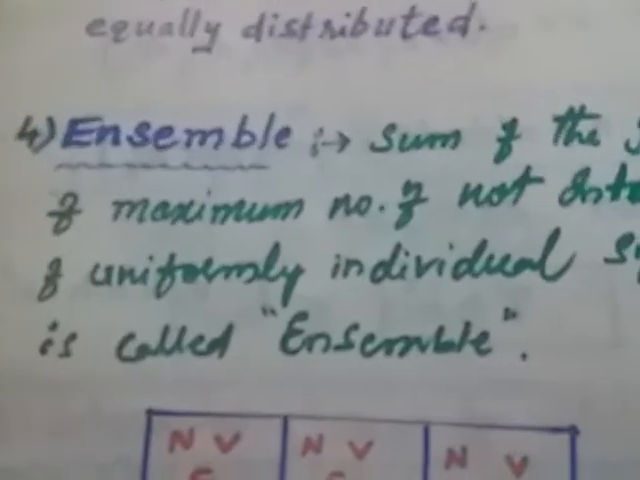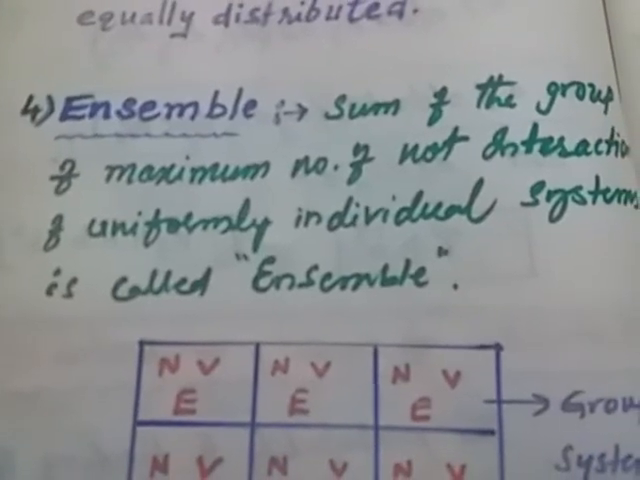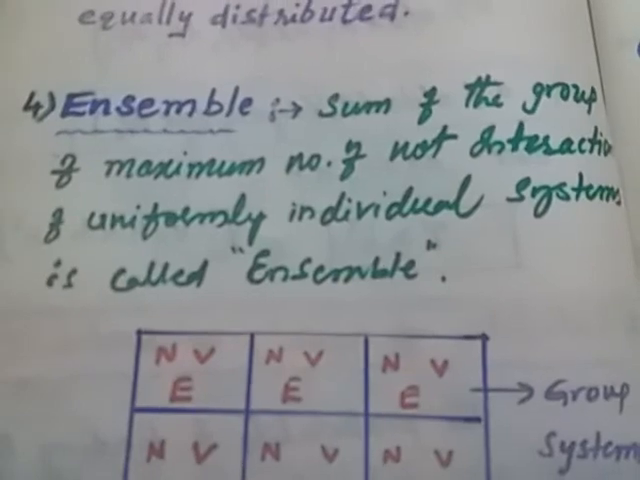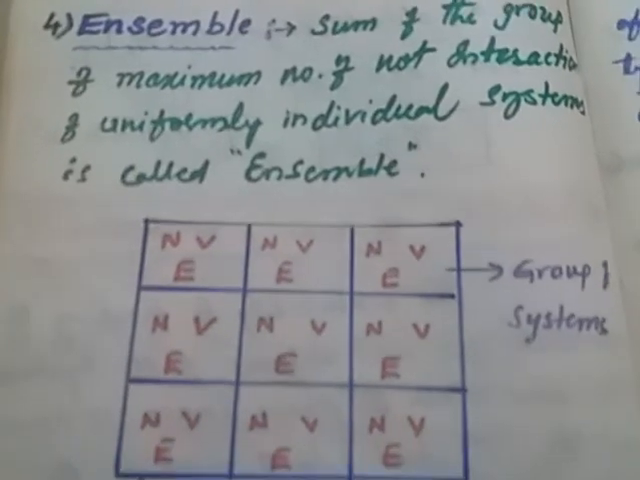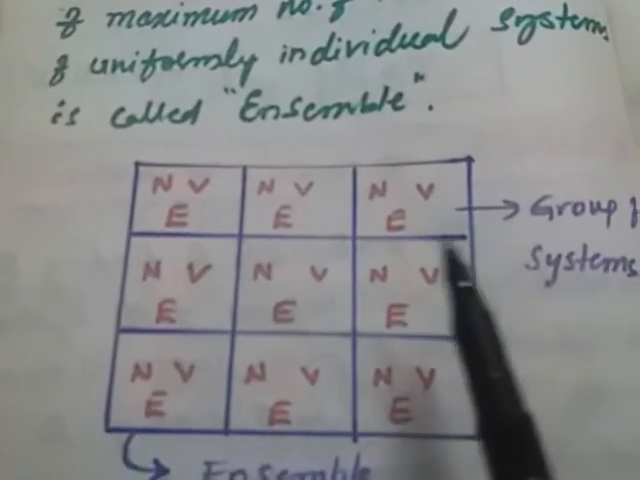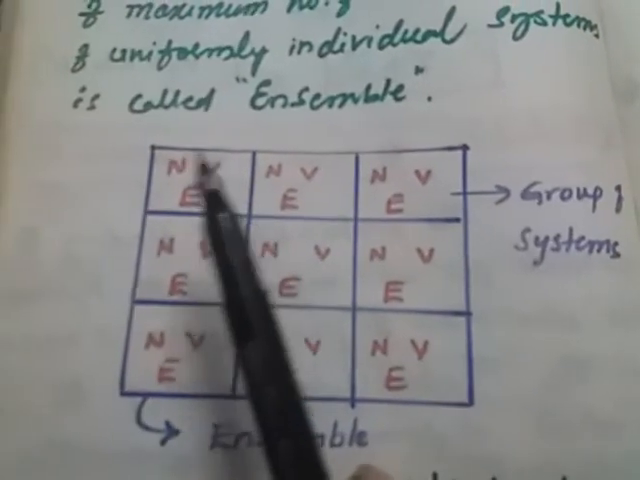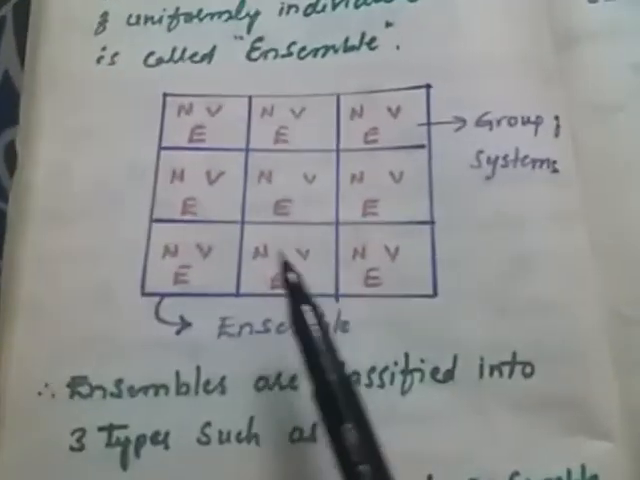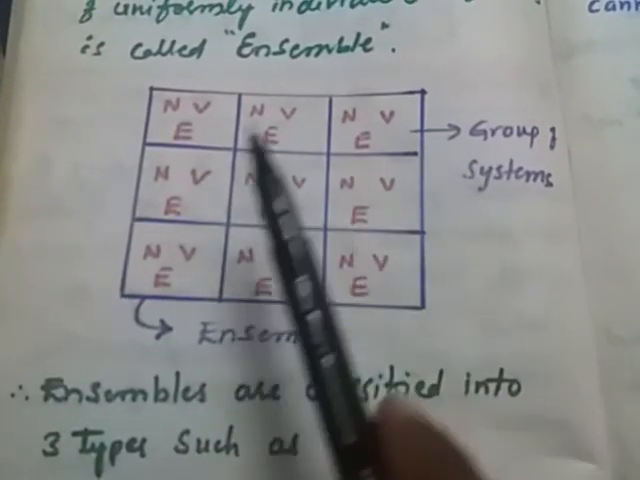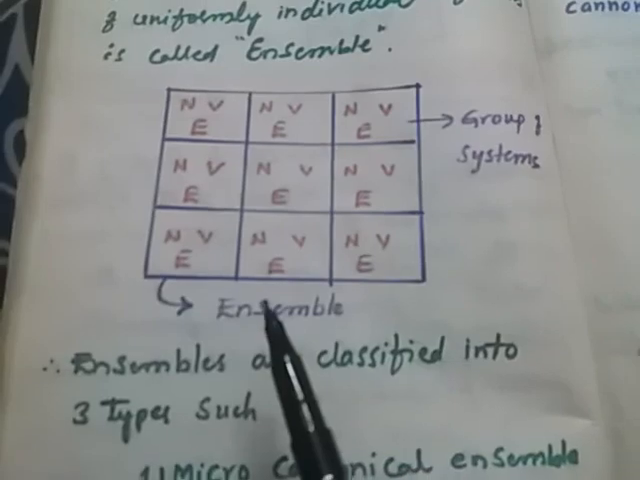So what does ensemble indicate? An ensemble is nothing but a group of a maximum number of non-interacting, uniformly prepared individual systems. Here is the diagram of the ensemble. A group of systems is there, each with number of particles N, volume V, and total energy E. This is one system, then second, third, fourth, and so on. This sum of the group of systems forms a big group, which is called an ensemble. This is the concept of ensembles.